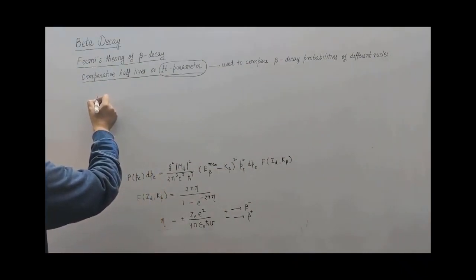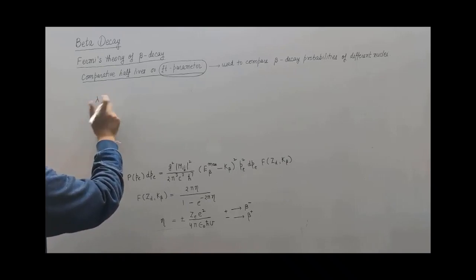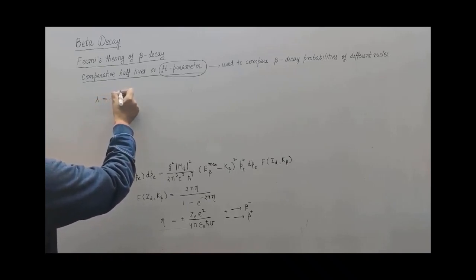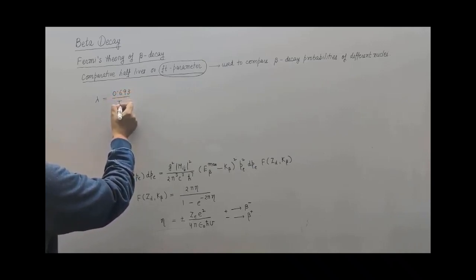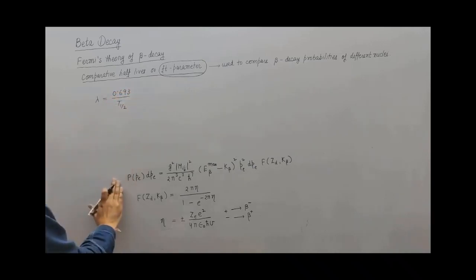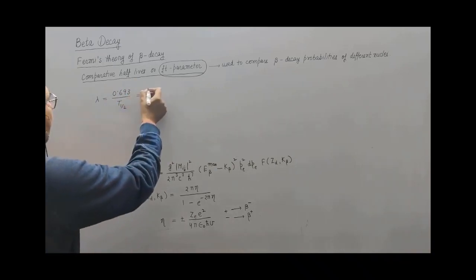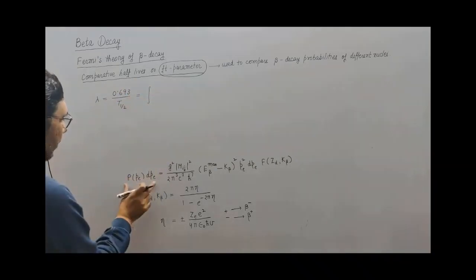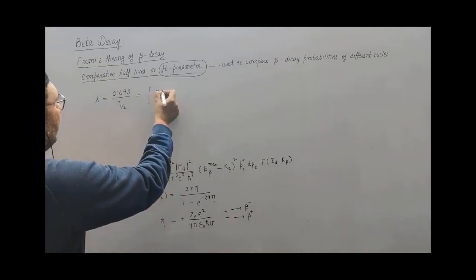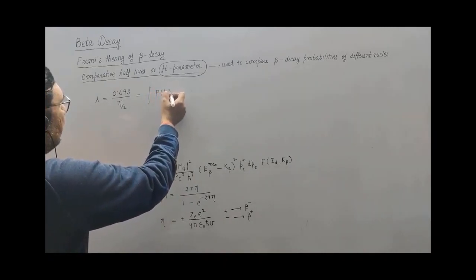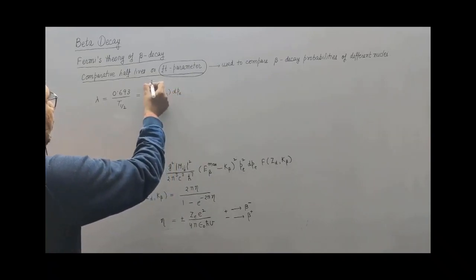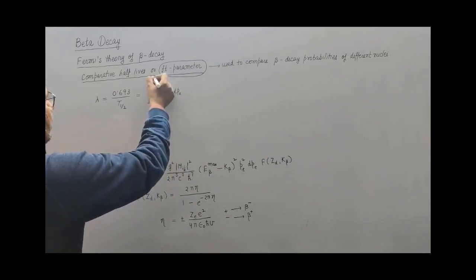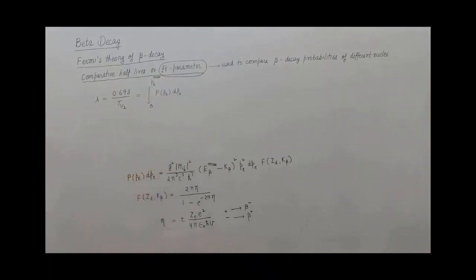So decay constant lambda, you are aware from radioactivity that decay constant lambda will be equal to 0.693 upon T half. From this, how can we calculate this lambda? This will be the integration of this PE dPe, from 0 to the maximum value of PE, PE maximum.